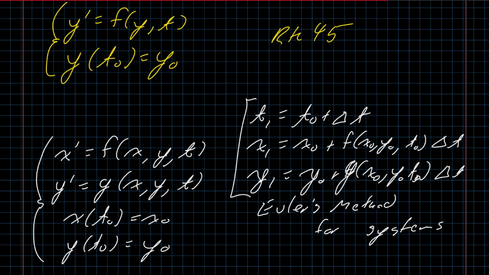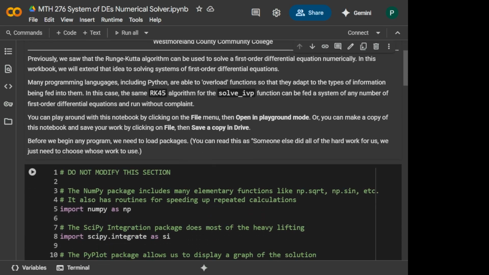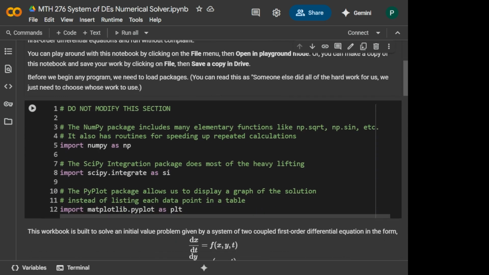But as we saw for solving a single differential equation, trying to do this by hand is a complete pain. So it would be much better if we could get computer software to do it for us. And we can. In fact, the exact same tool that we used for solving the single initial value problem can be used to solve your system initial value problem. So we still have NumPy, we still have SciPy integrate, we still have pyplot.